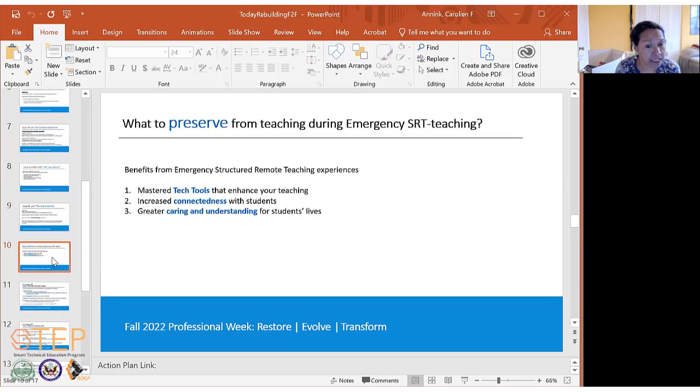Now we've learned about the technology, that we can continue to use it. We learned about the importance of connectedness during the pandemic, and definitely that same connectedness makes learning better for students after the pandemic. And the same with the caring and the understanding, to see the human in your students and understand their situation and maybe be a little bit more understanding for obstacles that may come in the way and for stresses.